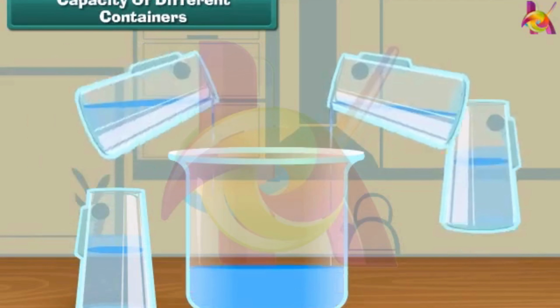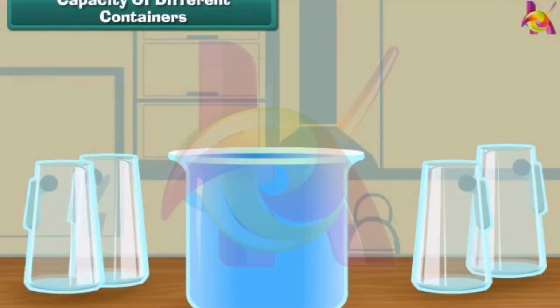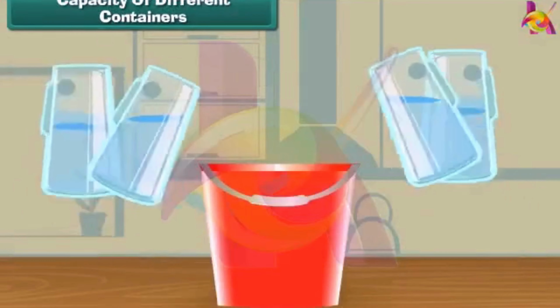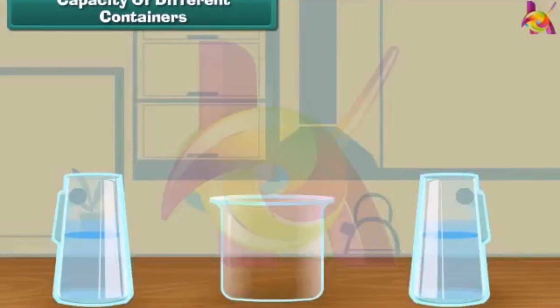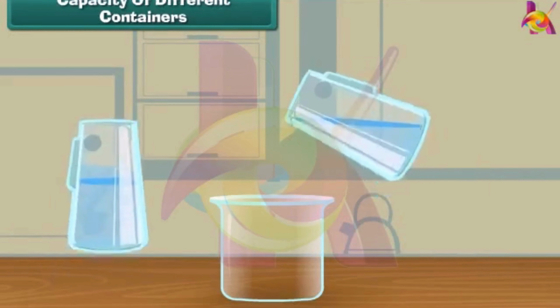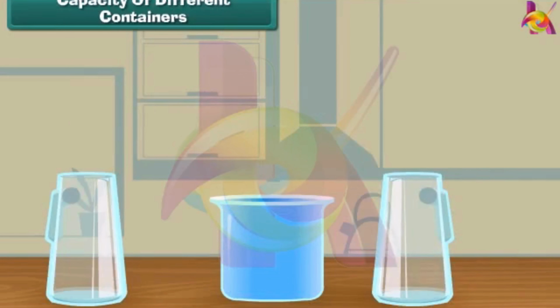1, 2, 3, and 4. Look, the bucket is full. Here 4 jugs of water fill this bucket. Now let us fill the third vessel, 1 and 2. 2 jugs of water fill the third vessel.